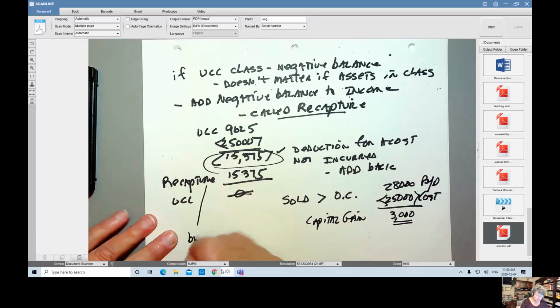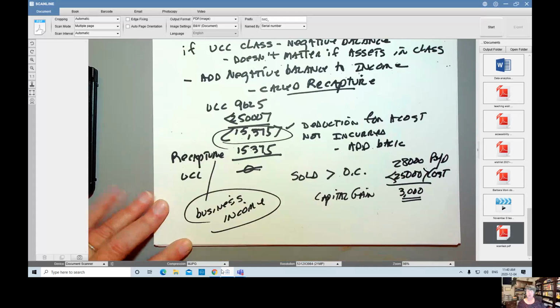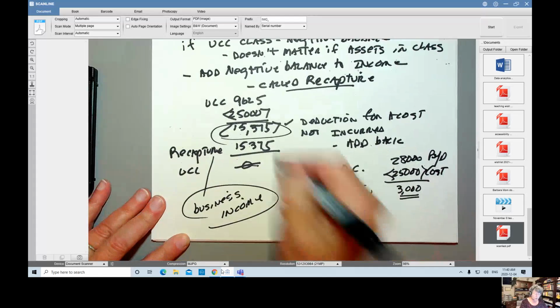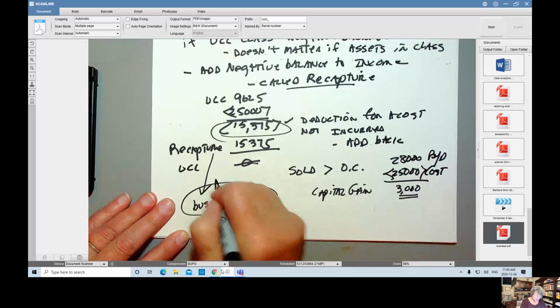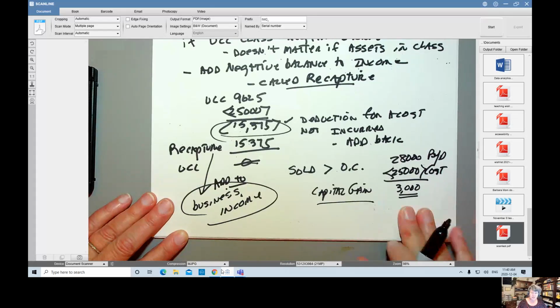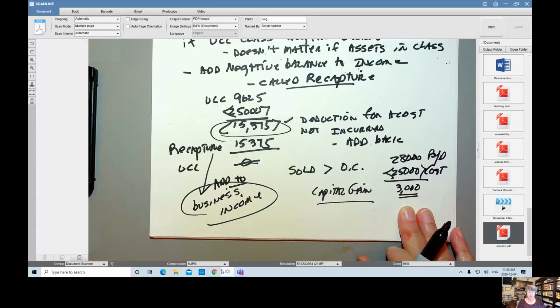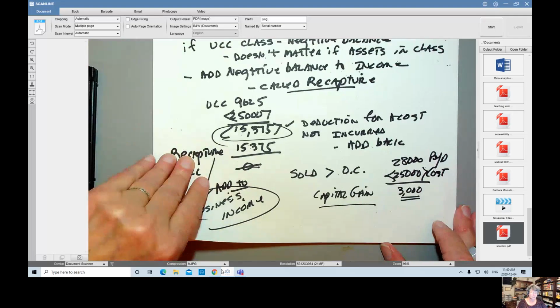So the amount that you've got up to the CCA is business income. Recapture is business income because it was a business deduction. CCA was a deduction in computing business income. Recapture is an addition in computing business income. The amount in excess of original cost is the capital gain. It's the amount from holding the asset, not using it, or negative not using it, I guess you could say.